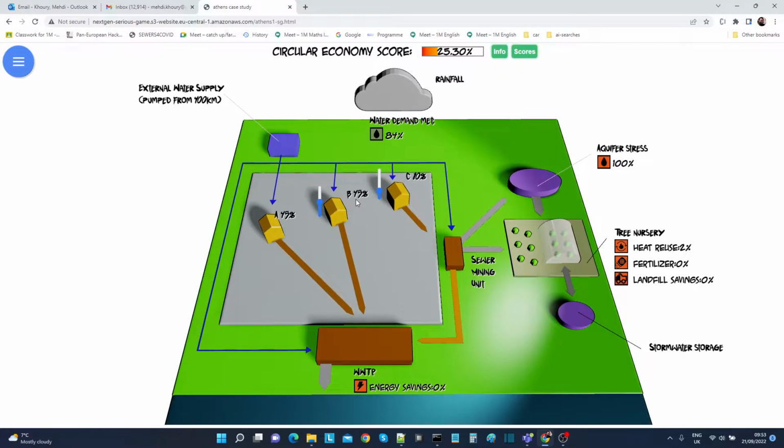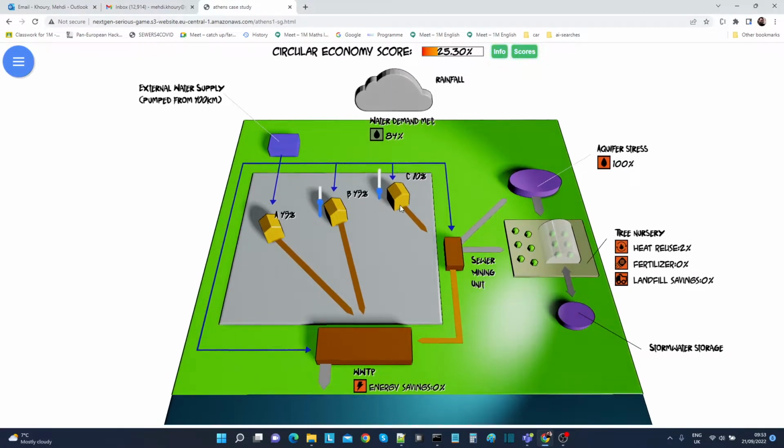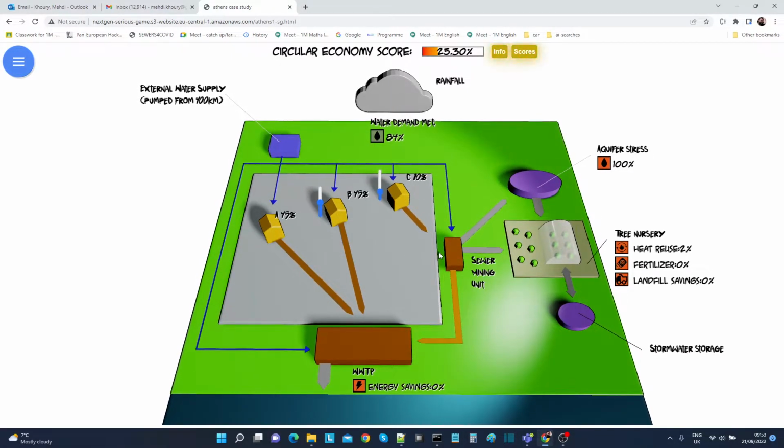Neighborhood A and B will use water, and their wastewater is redirected directly to the primary wastewater treatment plant, which is this big brown box at the bottom. In the case of neighborhood C, the wastewater is connected to a sewer mining unit. Now, the sewer mining unit is the central point of this particular case study.